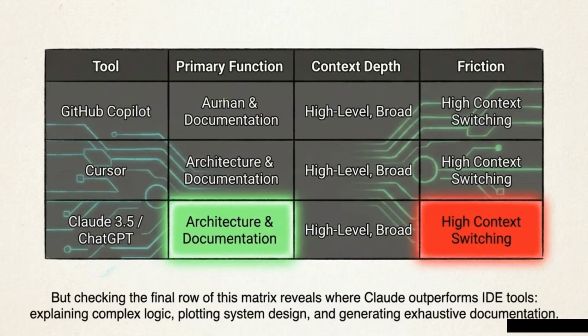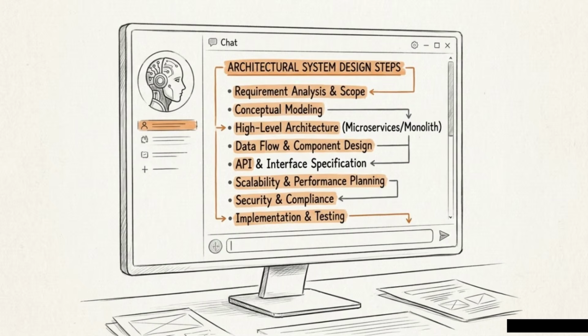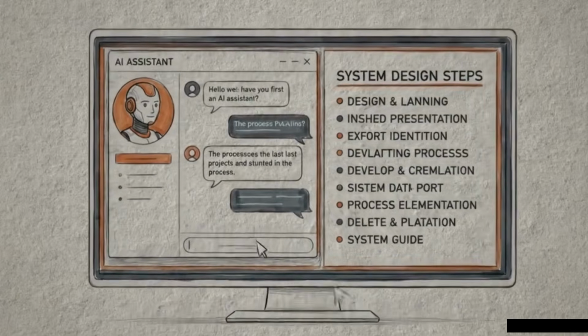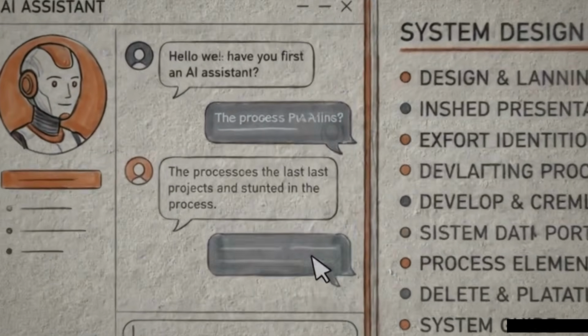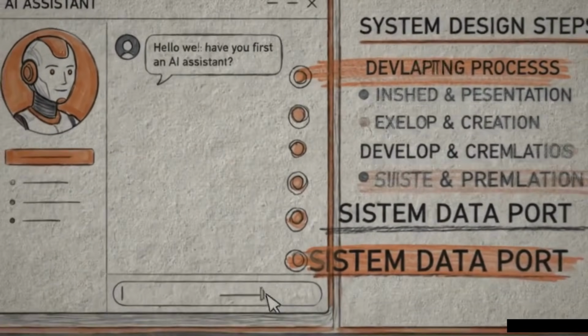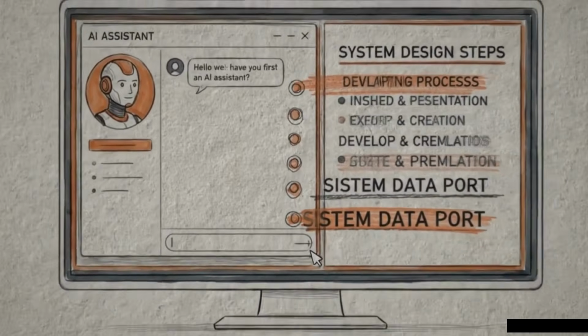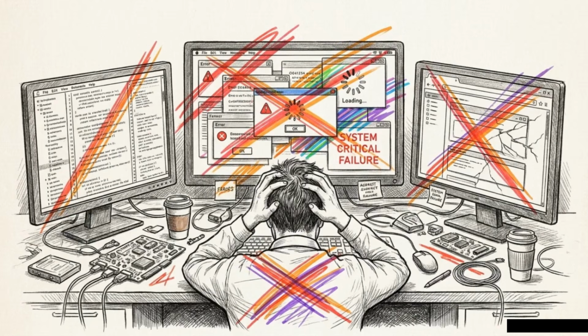But checking the final row of this matrix reveals where Claude outperforms IDE tools, explaining complex logic, plotting system design, and generating exhaustive documentation. Despite the friction of leaving your editor, utilizing Claude is necessary. Architectural brainstorming requires an isolated environment where you can weigh logic without the distraction of executing syntax. Attempting to balance all three of these tools simultaneously usually leads to more friction than speed.